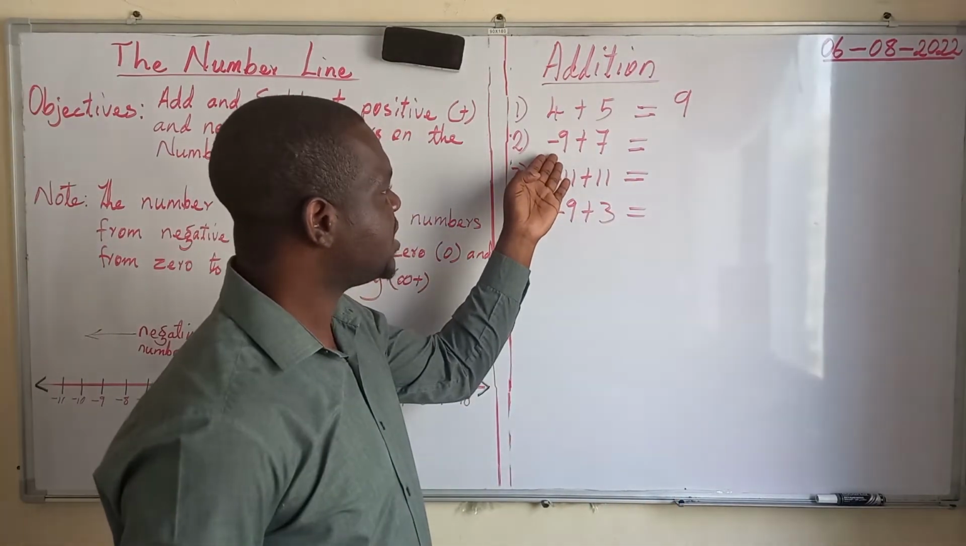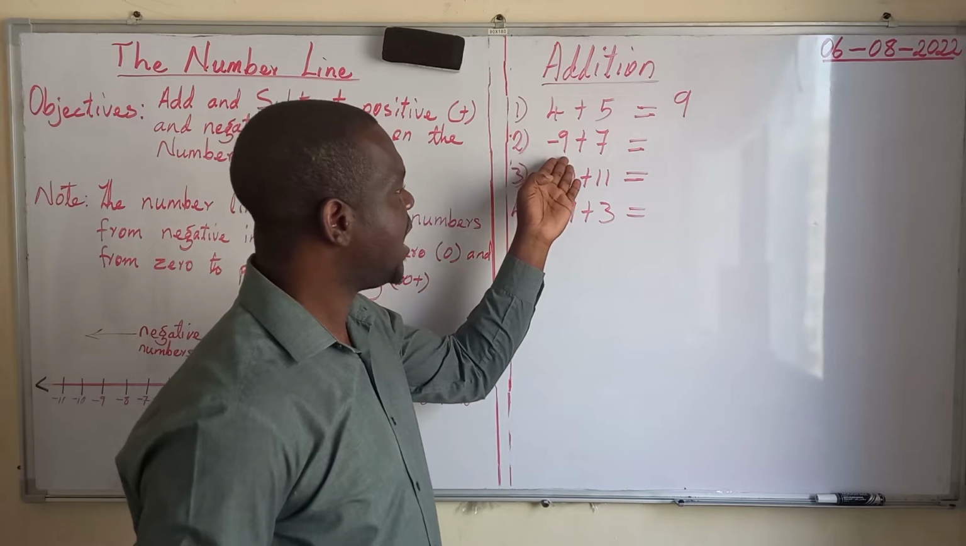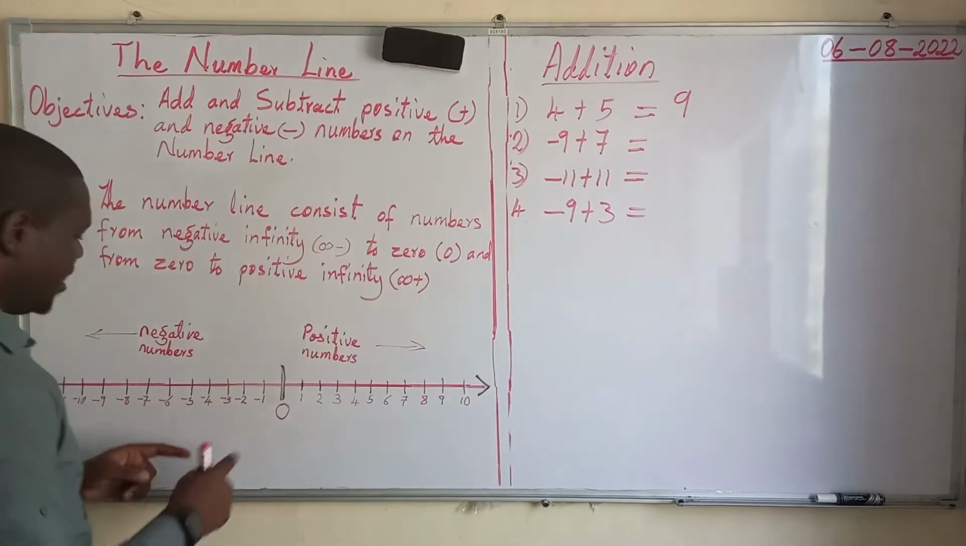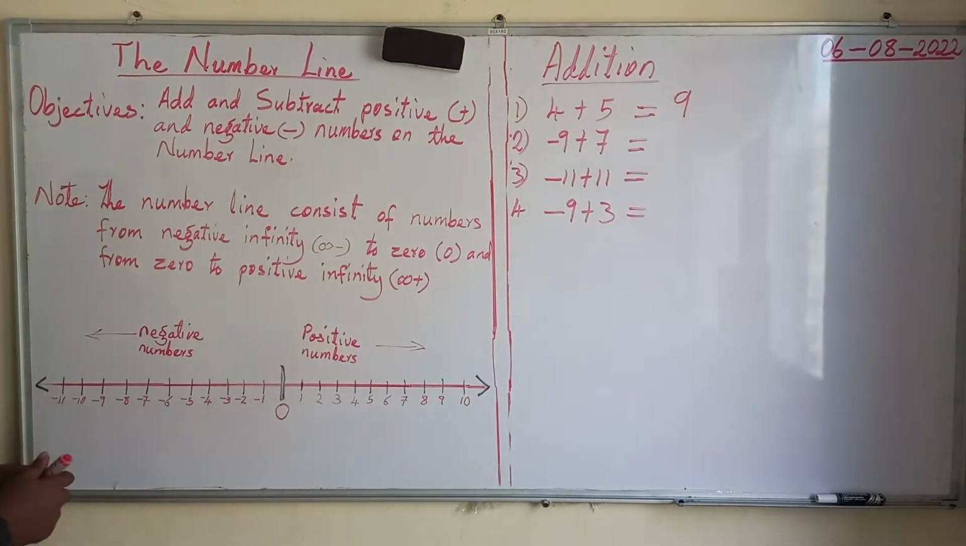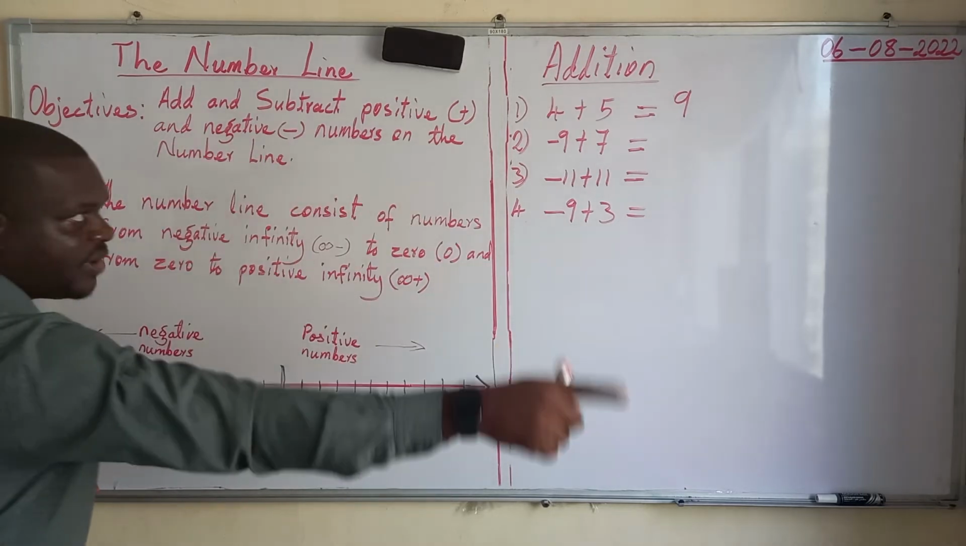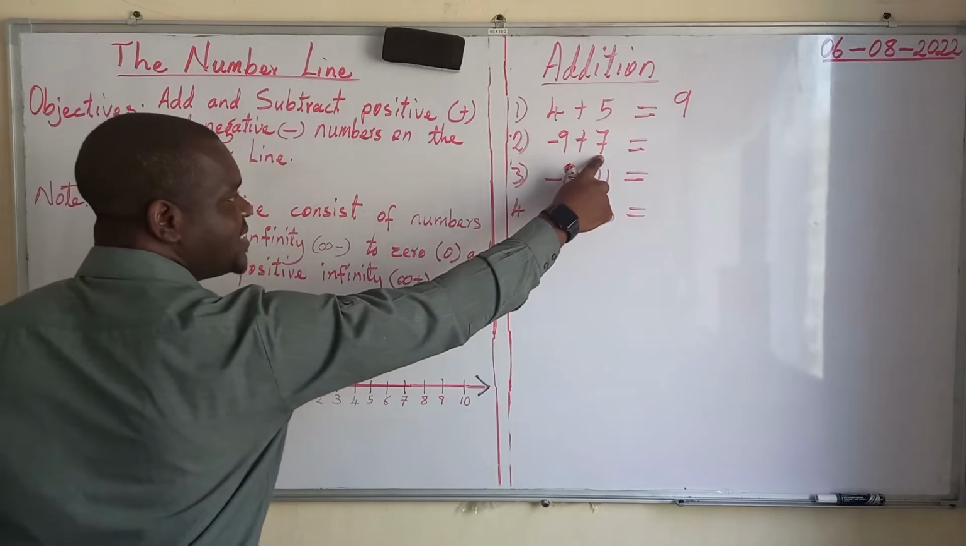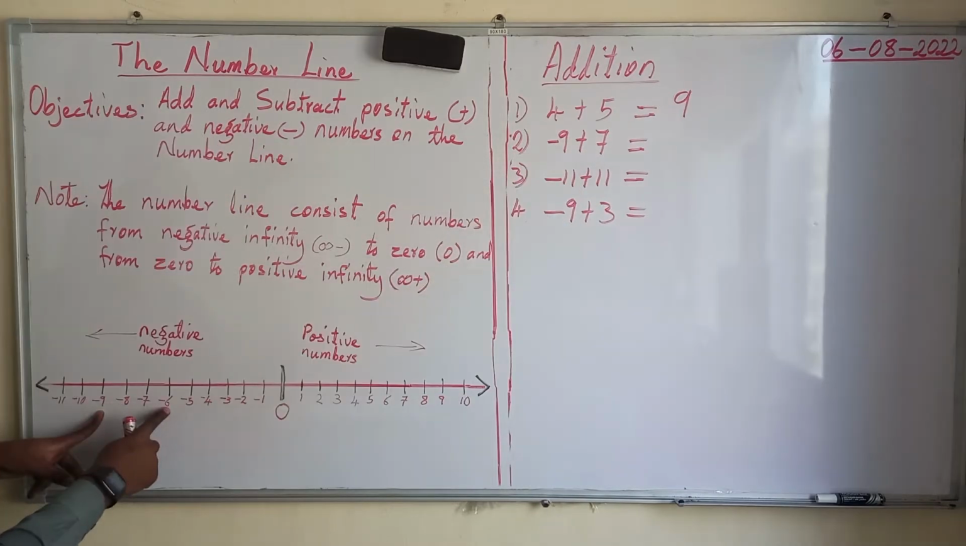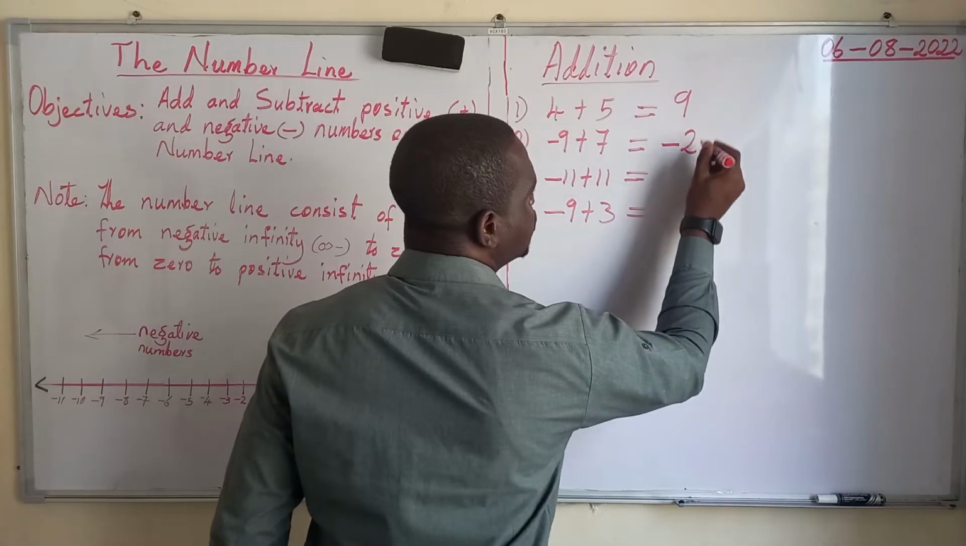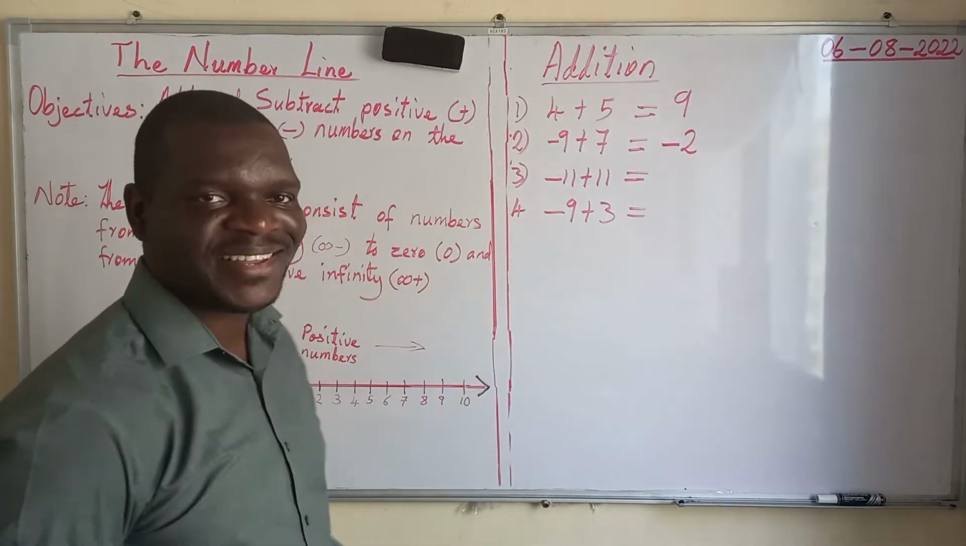Let's look at the second example, negative 9 plus 7. On our number line, this is where we have negative 9. And we are adding, so we move to the right, and we are supposed to count 7. 1, 2, 3, 4, 5, 6, 7. Negative 2. Why is it negative 2?